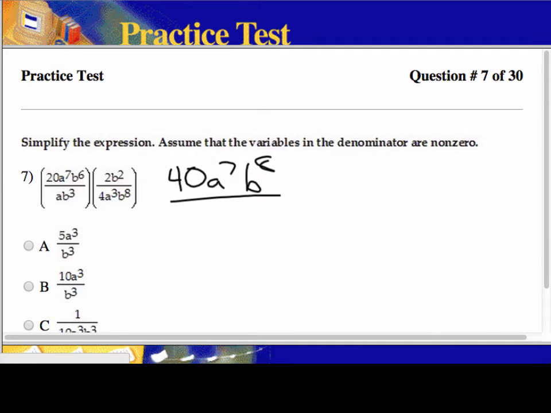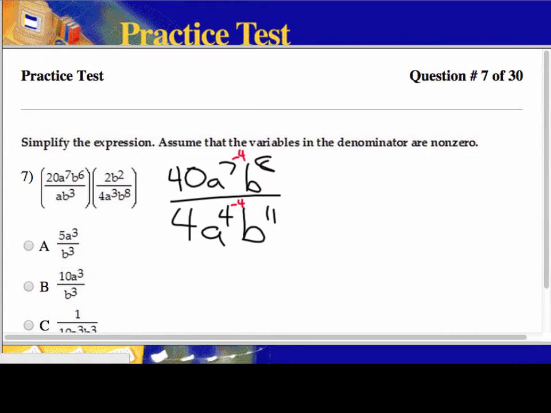And then on the bottom, 4 times 1 is 4. 1a, 3 a's. How many a's? And then how many b's? Good job. So now we do the little canceroo. Which one's bigger, 7 or 4? So I'm going to have some stuff left over. How many? 3. 7 minus 3.